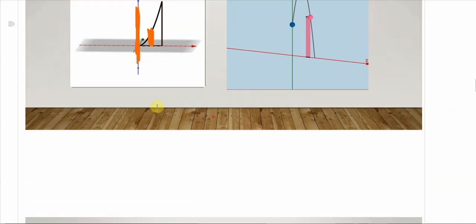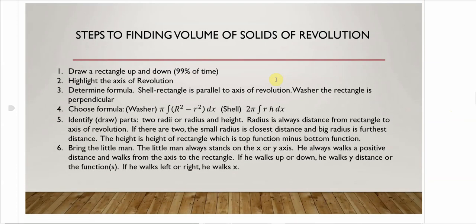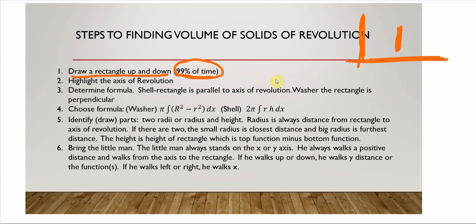Okay, so here's the strategy. How do you find the volume of solids of revolution? Number one, draw a rectangle up and down. 99% of the time that rectangle is going to be up and down. It doesn't matter if the axis of revolution is up and down or like this. If it's like this, it's going to be washer. If it's like this, it's going to be the shell. That's it. Now the 1% is the unique one.